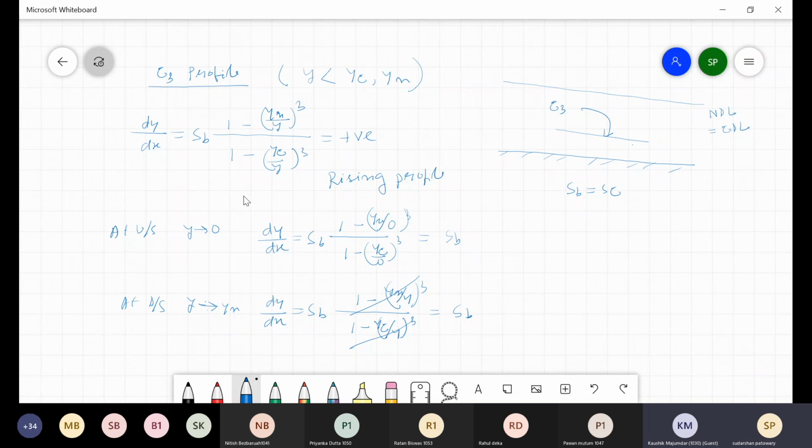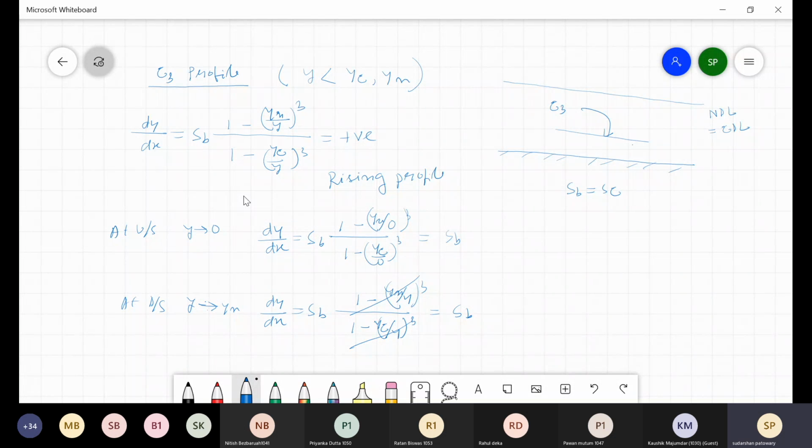Sir, in the C1 profile also both can be cancelled out. Yeah, the C1 profile is also a horizontal profile. They are saying it that way in the book. I will clear this up in the next class, the C3 profile and the C1 profile. But they are saying that the C3 profile and C1 profile are both horizontal profiles.